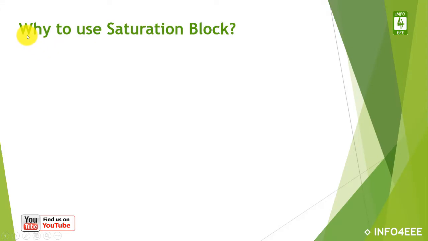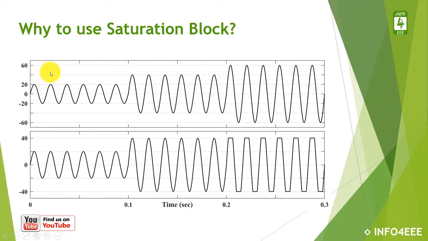First of all, we will discuss why to use the saturation block. Suppose we have a variable amplitude sine wave whose amplitude is increasing. Initially it was 20, then it is increasing to 40, and then it is increasing to 60. And we want to apply this signal to a system whose amplitude limit is 40. So we cannot apply this signal directly to the system, and we need a block which saturates its amplitude after a particular value. And this saturation can be done with the help of the saturation block.